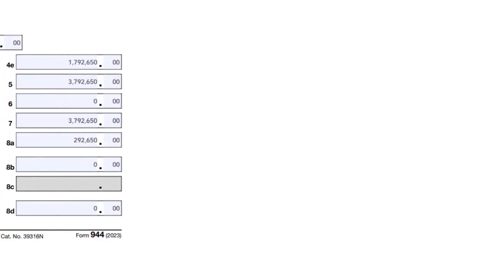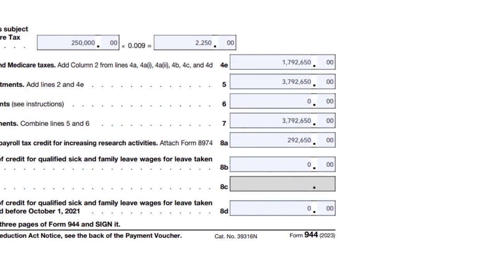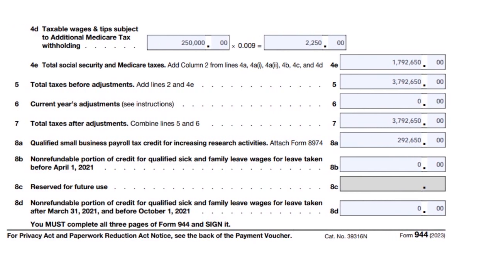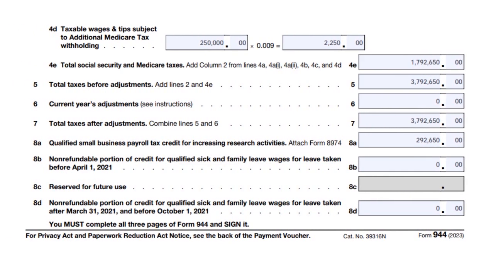Moving on here, if you look at line 4D, those are the amounts that you report for taxable wages and tips subject to additional Medicare tax withholding. In our case, we had $250,000, and you follow the instructions in terms of calculation. You put $250,000 times 0.9%, not 9%, 0.9%. So that's the amount that we have here.